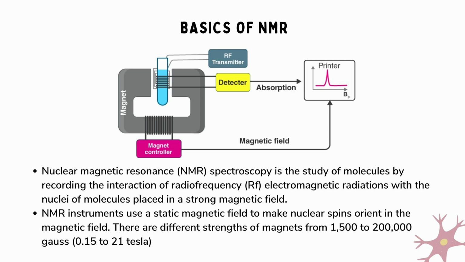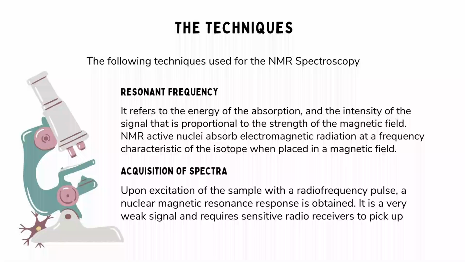NMR instruments utilize a static magnetic field to align nuclear spins. Magnets with varying strengths ranging from 1,500 to 200,000 Gauss, 0.15 to 21 Tesla, are used. The techniques used for NMR spectroscopy are as follows.